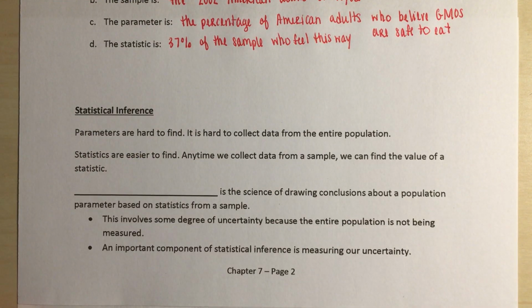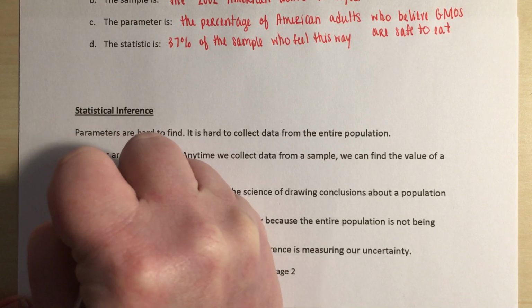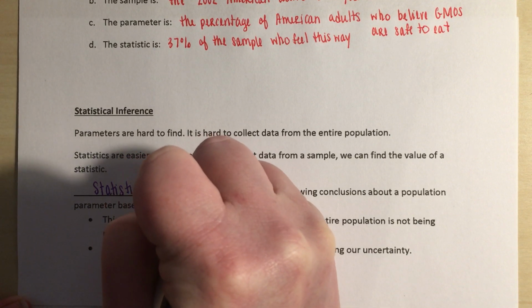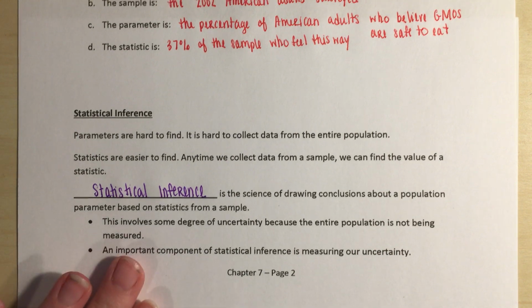So when we take these statistics and estimate for our parameters, that is something that we call statistical inference. Statistical inference is a science of drawing conclusions about a population parameter based on statistics from a sample. This does involve some degree of uncertainty because our entire population is not being measured. And then an important component of statistical inference is actually going to be measuring that uncertainty. So that's something we're going to talk about in the next couple of sections.